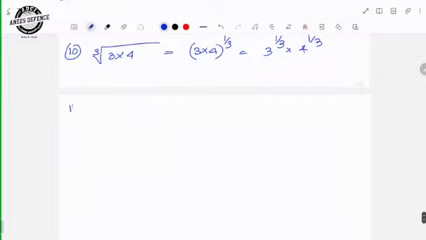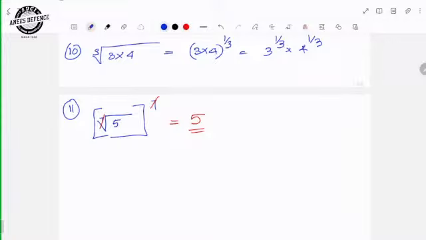Another example, 11th one. 7th root of 5, the whole raised to 7. Here also this power 7 and under root 7 will get cancelled and you will get the answer 5.